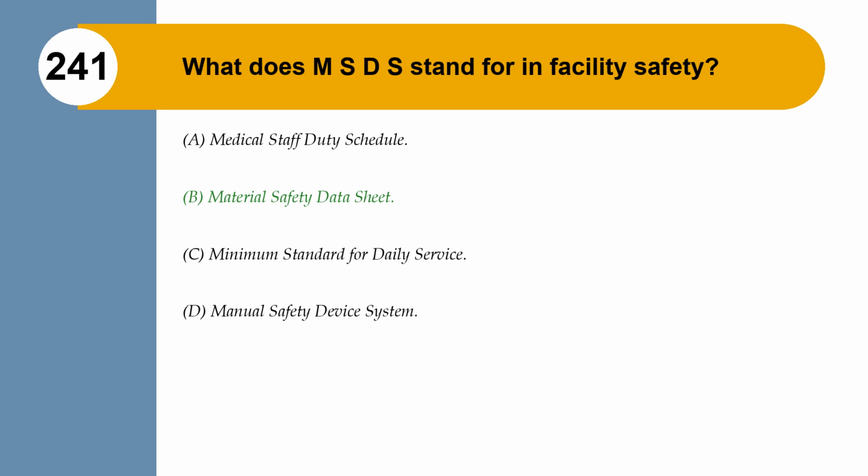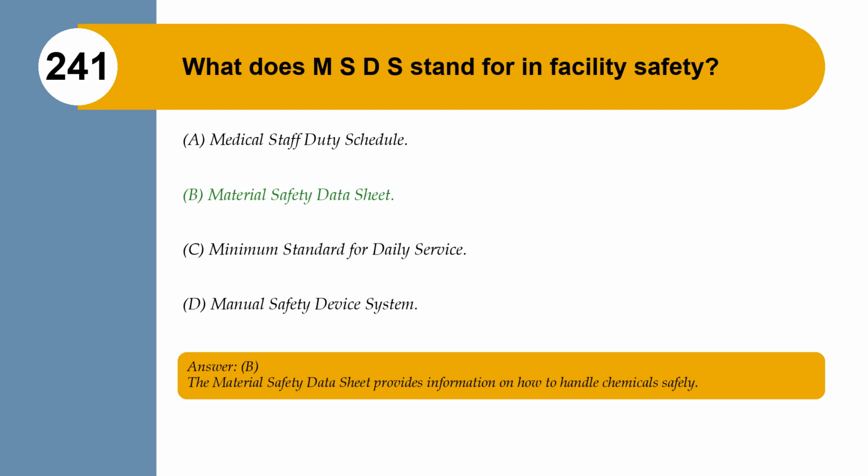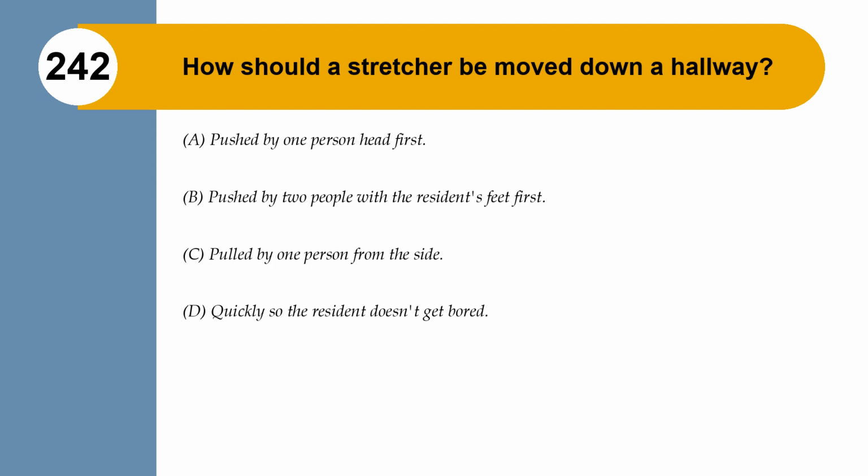The correct answer is option B. Material Safety Data Sheet. Explanation. The Material Safety Data Sheet provides information on how to handle chemicals safely. Question 242. How should a stretcher be moved down a hallway?